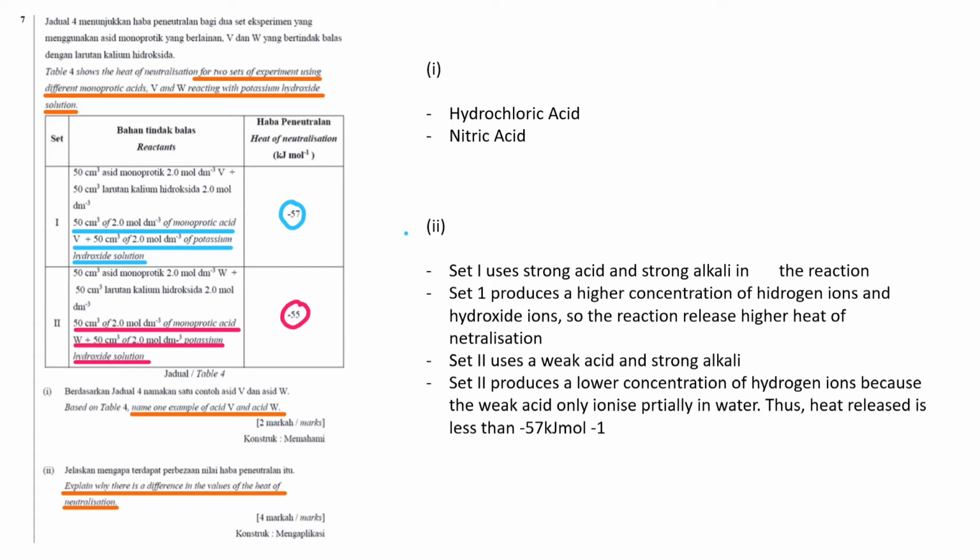Set 2 uses a weak acid and strong alkali. Set 2 produces a lower concentration of hydrogen ions because the weak acid only ionizes partially in water. Thus, the heat is less than negative 57 kJ per mole.